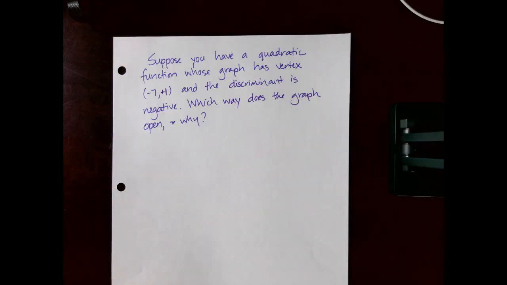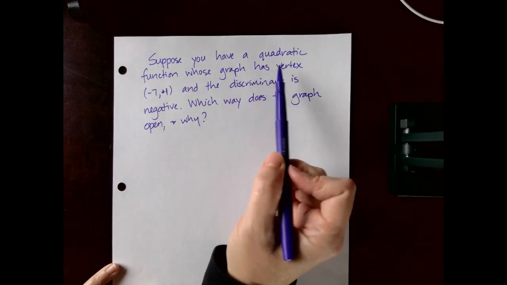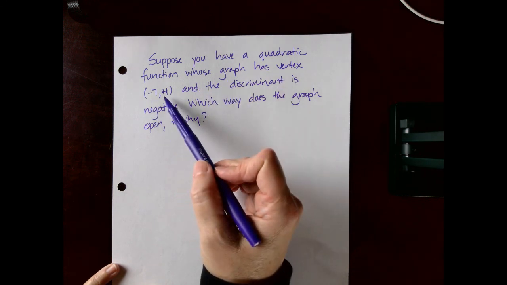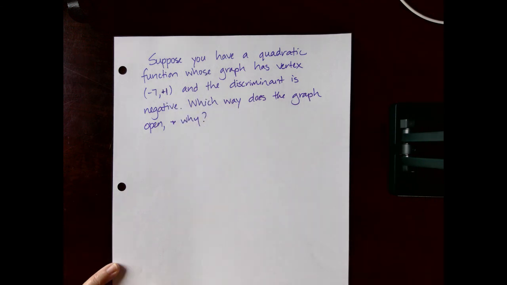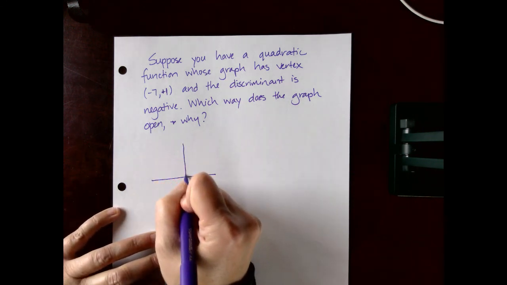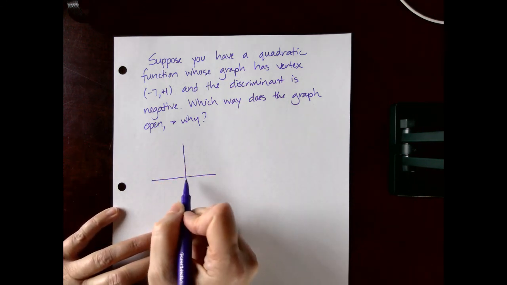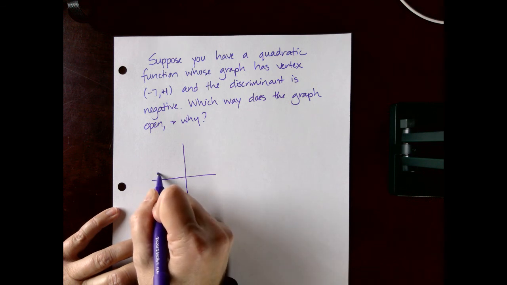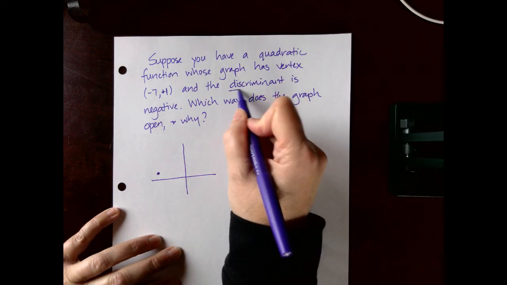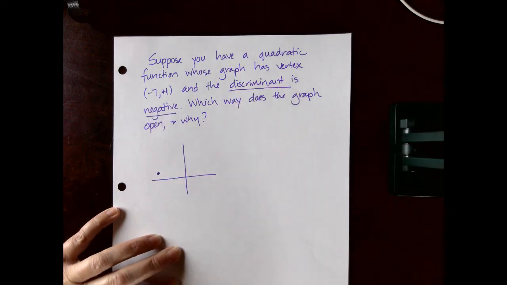As another type of example, this time let's suppose that you have a quadratic function whose graph has vertex -7, 1, that's a positive 1, and the discriminant is negative. Which way does your graph open and why? This time if I try to do a quick picture, -7, 1, hanging out there in quadrant 2, it doesn't tell me the direction. I get this information that the discriminant is negative.